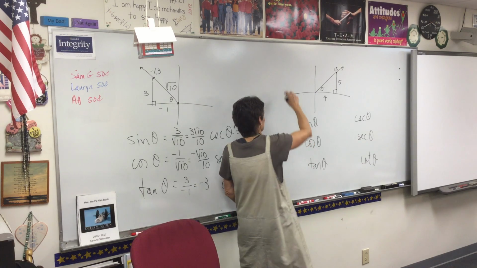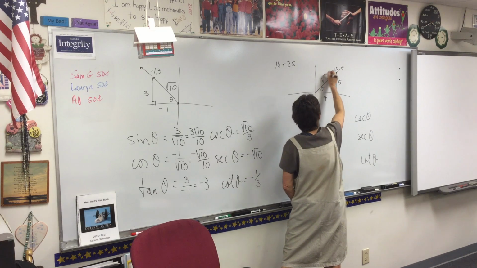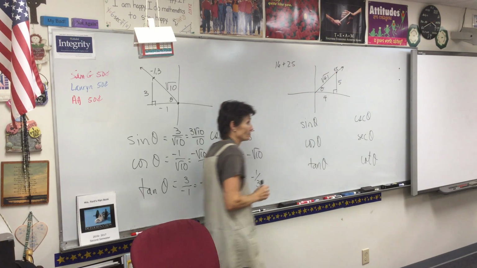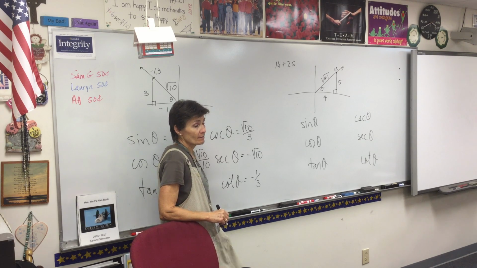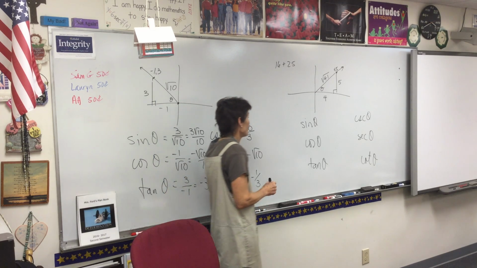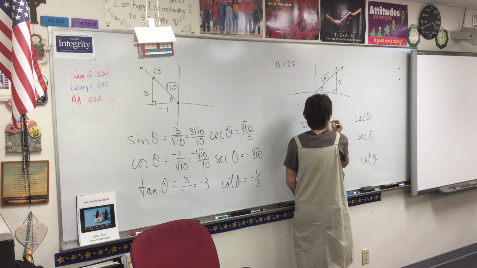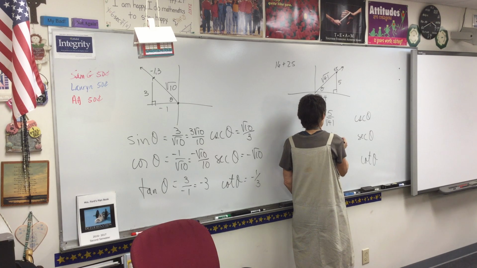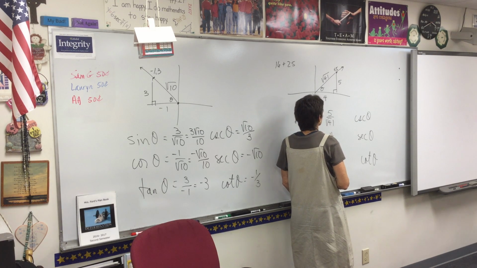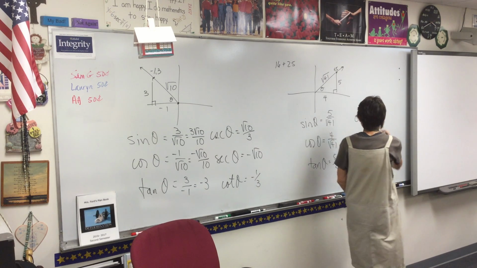Now we're going to do our Pythagorean theorem, so that'll be 16 and 25. Did you get root 41? No negatives to worry about. So here we go. Sine: 5 over root 41. Cosine: 4 over root 41. Tangent: 5 over 4. Good. And now we'll do the flips.